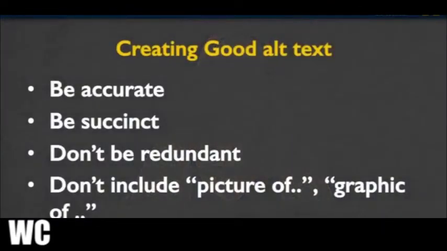By be succinct, that means don't go on and on. Really, it's supposed to be a quick kind of idea of what the picture's about. When we talk about don't be redundant, what we're saying is don't include alt text that's already in the content of the page. If you have the image and in a paragraph underneath it, you describe it in detail, don't put that same content into the alt text. And finally, the one of don't include picture of, graphic of, that really goes back to just being succinct.